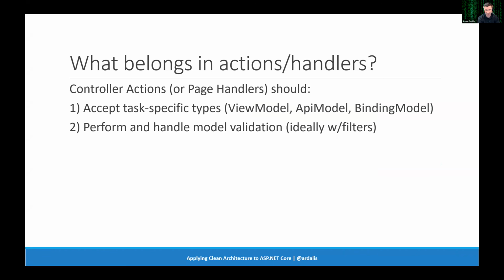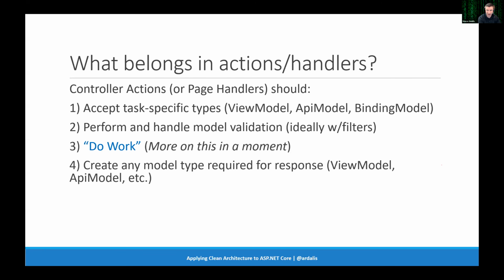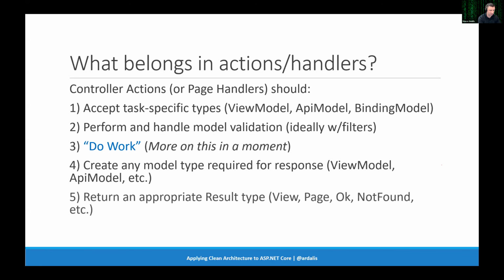You're going to perform whatever model validation. Right? You're going to say if model.isValid, or hopefully you'll just use a filter or an API controller attribute to do that. And then you're going to do whatever it is you're going to do. And you're going to create your response if you need one, and then you're going to return a result type with that response. Right? You're going to return a view with a view model, or an OK with an API result, or whatever it might be. That's the typical workflow for any given endpoint for an ASP.NET Core application.